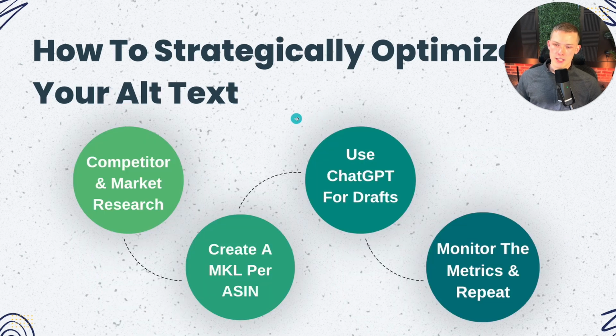Now, how do we strategically optimize our alt text? Same as if you were doing regular listing optimization, SEO optimization in the backend, we're going to start with competitor and market research. So finding your competitors through Helium 10 Cerebro, searches on Helium 10 Magnet to get keyword phrases. We pull everything together. We create a master keyword list for that ASIN.